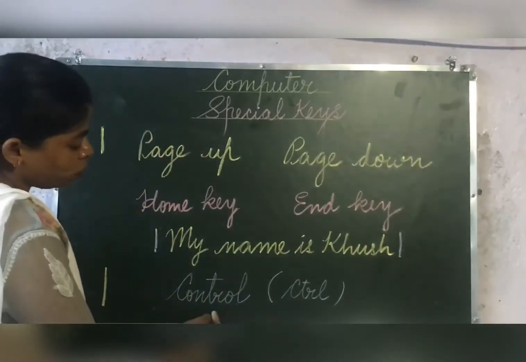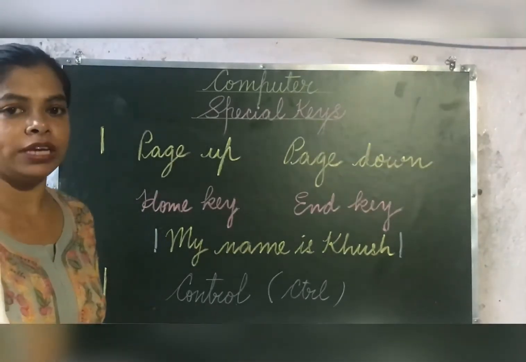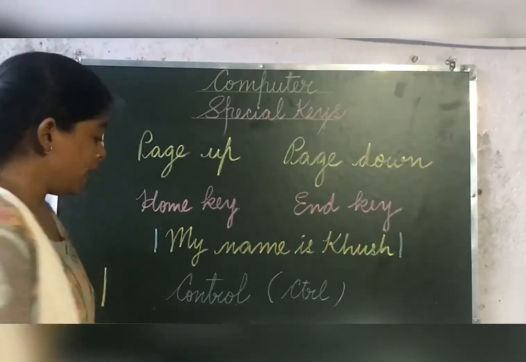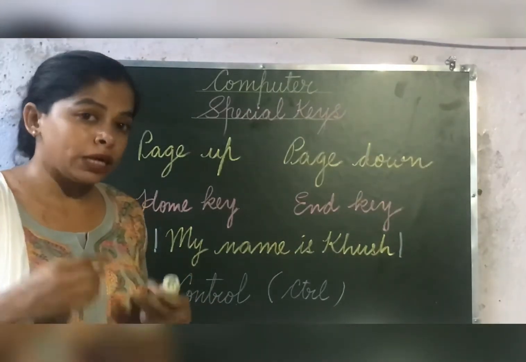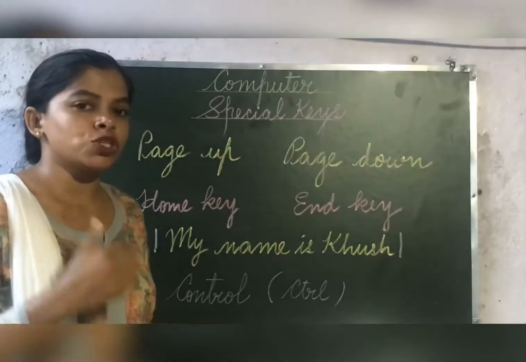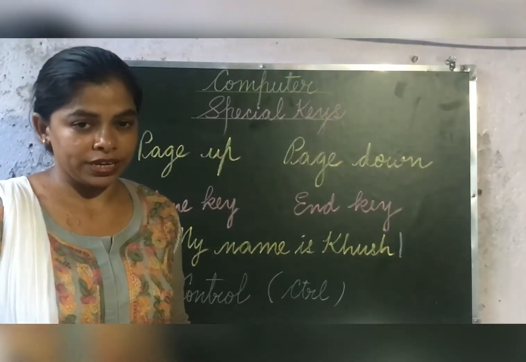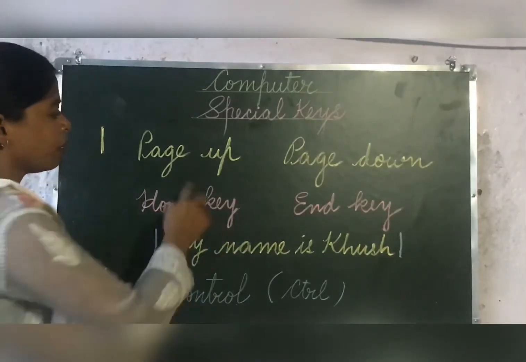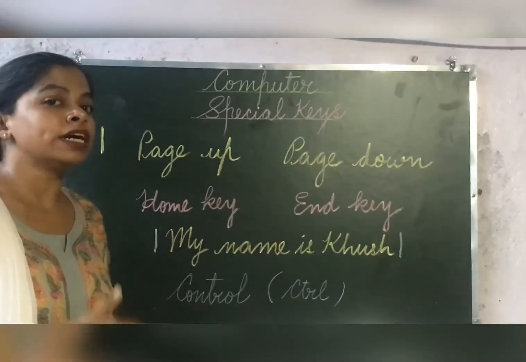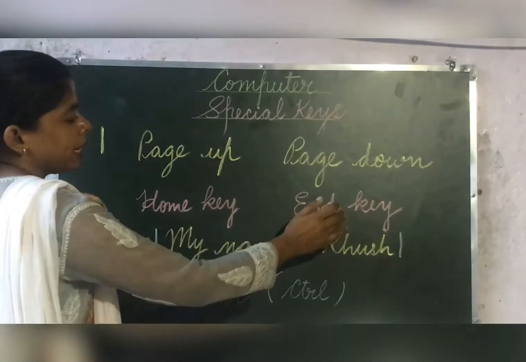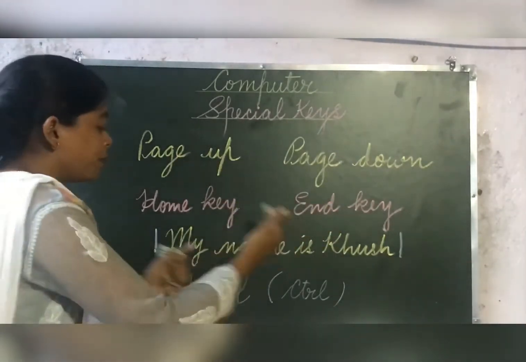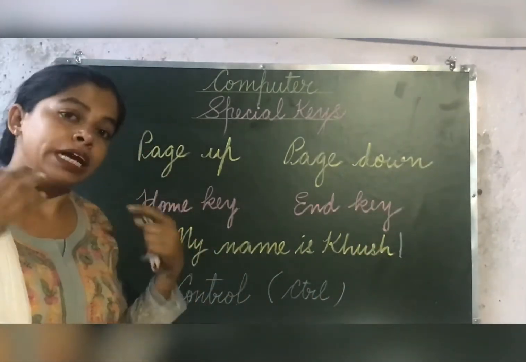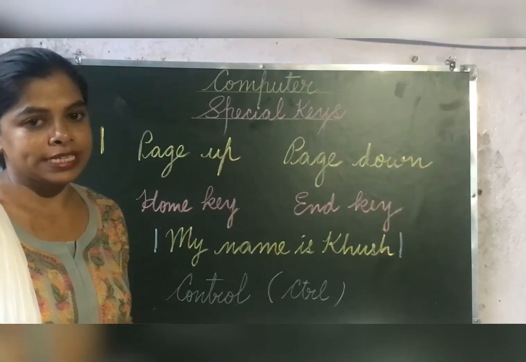Now, children, there is one more key present on the keyboard, that is the control key, and the short form of control key is CTRL. It is called CTRL. The control key is used along with other keys, and it is also used to select the icons on the computer screen. Okay, children, so these are a few more keys that you have to study. Page up and page down keys move the cursor up and down. Home key and end key move the cursor to the beginning and the end of the line, and the control key is used to select many icons on the computer screen.